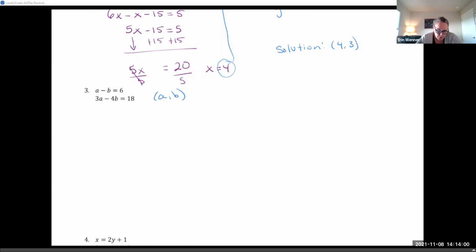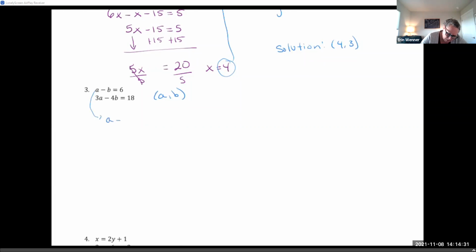When looking to isolate a variable, isolate the easiest one. If you look at the first equation, A minus B equals 6, versus the second equation, in the first equation I just need to add B to move it to the right-hand side to get A isolated, versus in the second equation, I'd have to add 4B and divide by 3, which makes your life a lot harder. So let's focus on that first equation here.